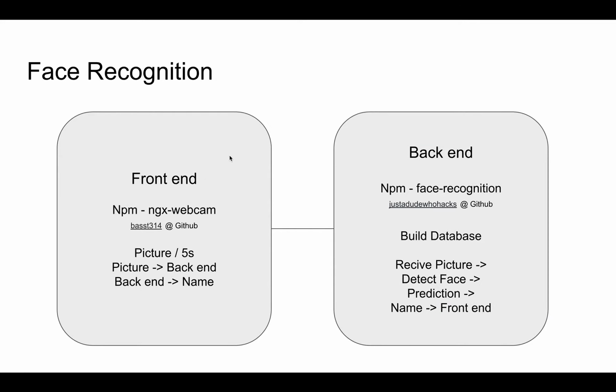So the face recognition is done like this. I have a front end which has an npm package called ngx-webcam, which is developed by Bast314 at GitHub. So a big thank you to him. This webcam module takes a picture every 5th second, sends this picture to the backend, and the backend does some stuff and gets back a name. So in the backend I have an npm package called face recognition, which justadudewhohacks at GitHub has developed.